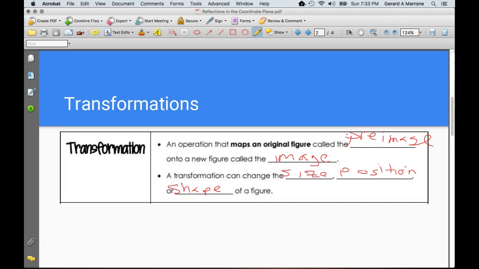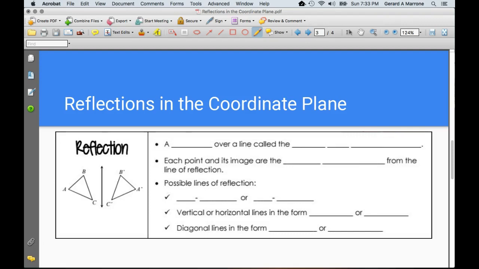So the first transformation we're going to look at is the reflection. There's also going to be the rotation, the translation, and then the dilation. There are 4 of them that we're going to look at. So a reflection is a flip. Whenever you hear reflection, you've got to think we're flipping it over something. It's a flip over a line, and it's called the line of reflection.